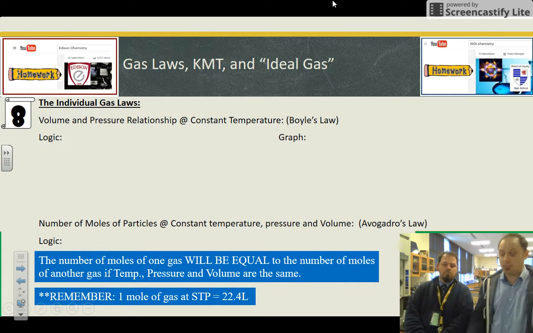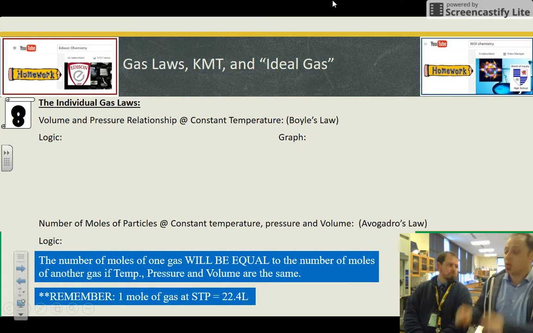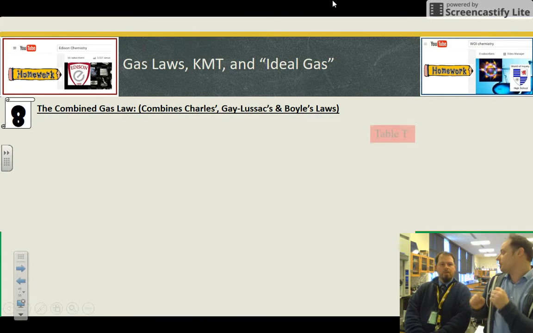Exactly. The more I pump on the tire pump, the more gas is going into my tires, the more moles of gas are in that tire. So pressure will increase and all that other stuff.